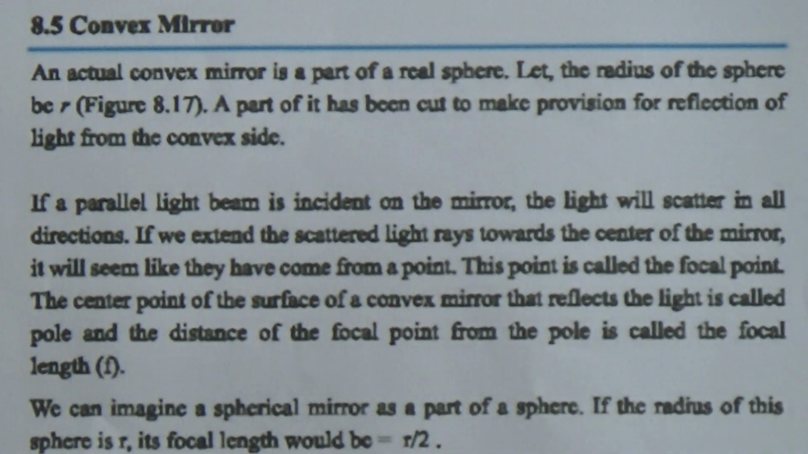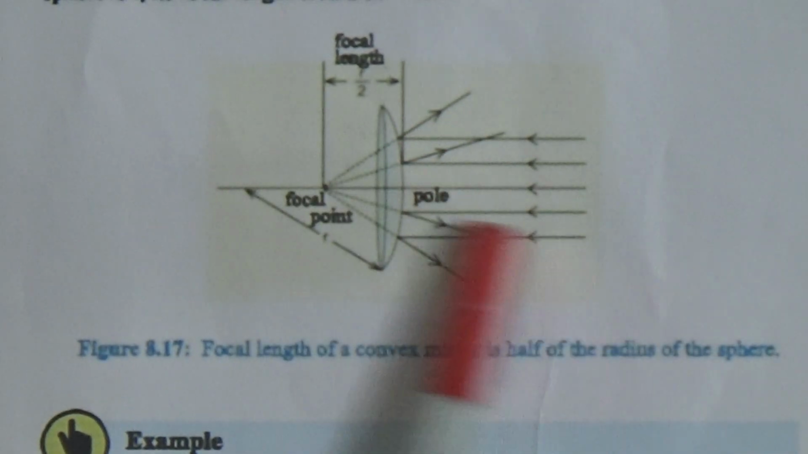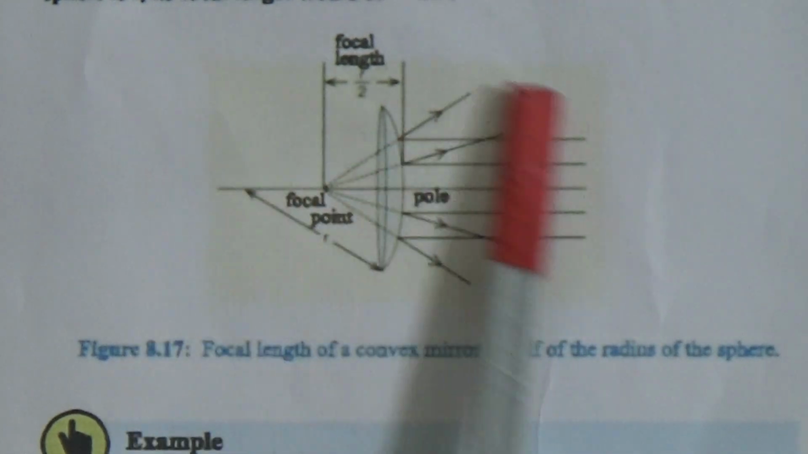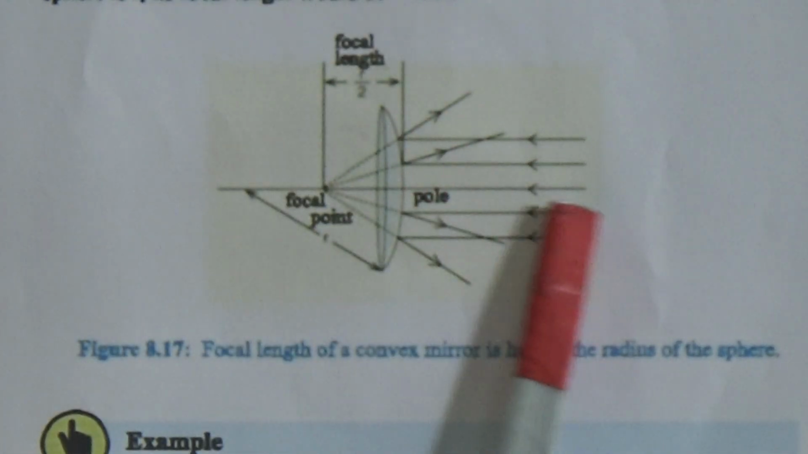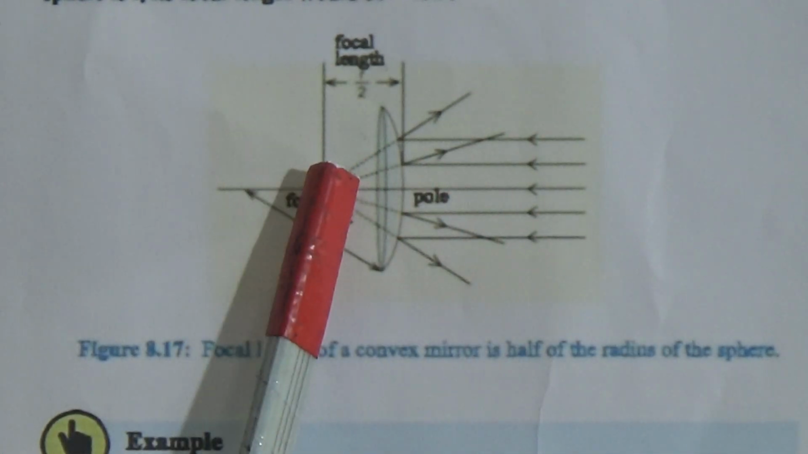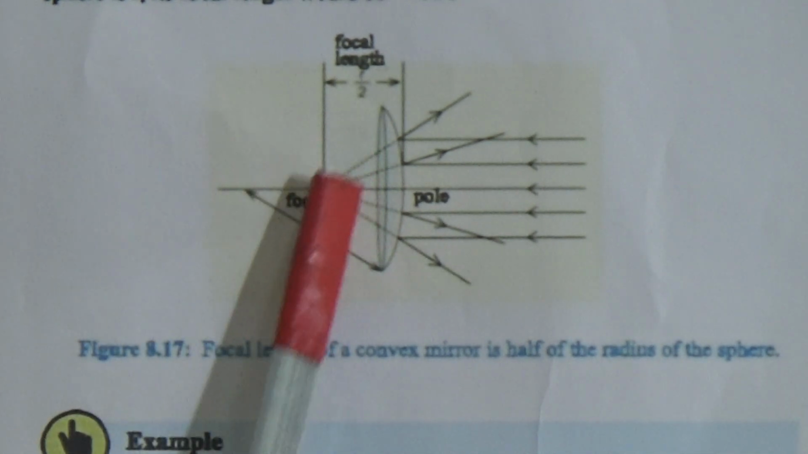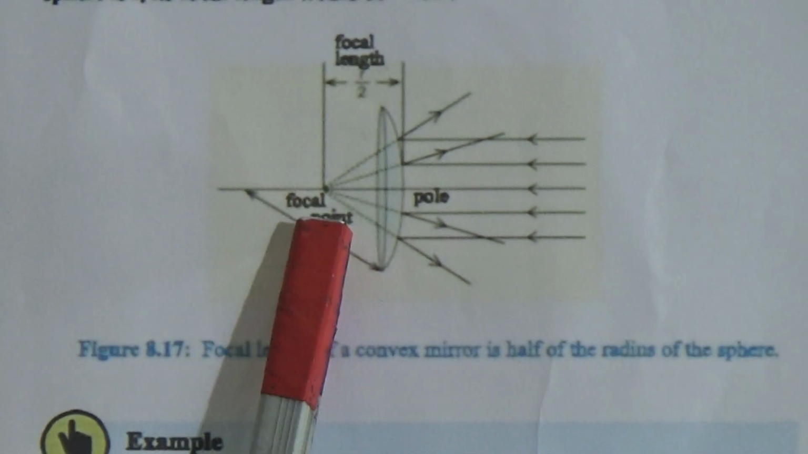My dear students, see this figure. This is a convex mirror, and if parallel light is incident on the mirror, then the light will be scattered in all directions. And if we extend this scattered light towards the center of the mirror, it seems like they have come from a point, and this point is called the focal point.